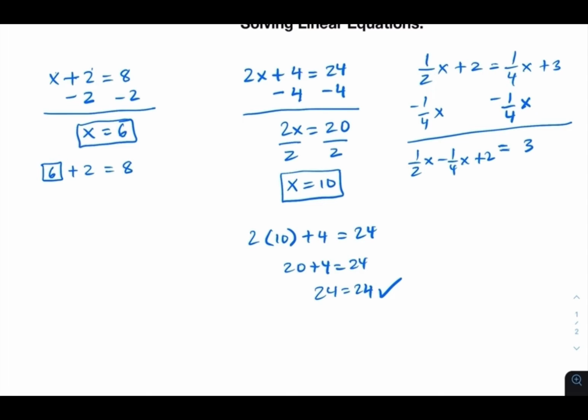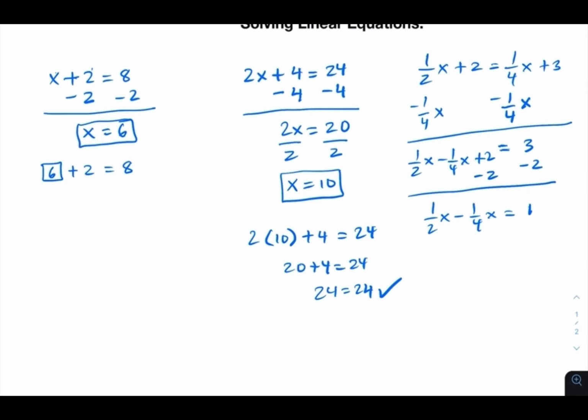So we want to do the opposite operation. So you want to subtract 2 on both sides; positive and negative 2 turns out to be a 0. Then you're left with 1/2 x minus 1/4 x is equal to 3 minus 2, which is a positive 1. And now let's deal with the left-hand side.